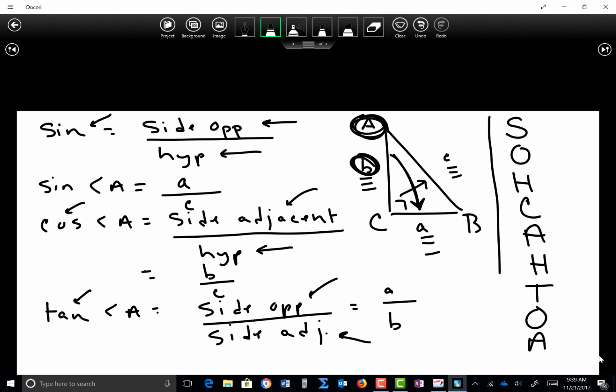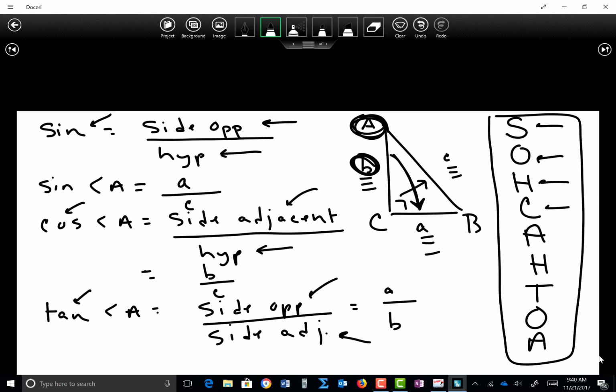Sometimes they will say this word, SOHCAHTOA, or they will remember this little mnemonic. Some old hippie caught another hippie tripping on acid. And that will help us remember those trig functions and what they represent. So this is just a little intro into the trig functions.